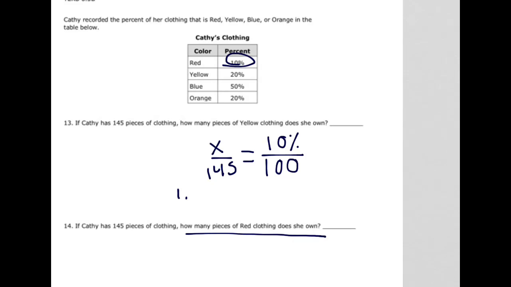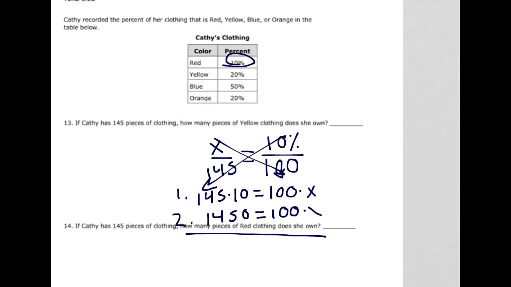So I can first start off by cross multiplying. 145 times 10 equals 100 times x. Step 2, multiply 145 times 10, which is 1,450, equals 100 times x. Step 3, divide both sides by the number in front of x.